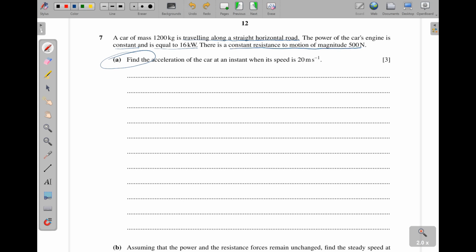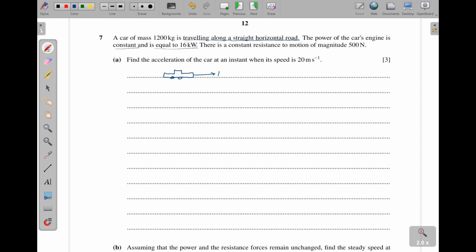All right. Now, we are told to find the acceleration of the car at an instant when the speed is 20 newtons. Now, I have a car here, moving maybe in this direction.